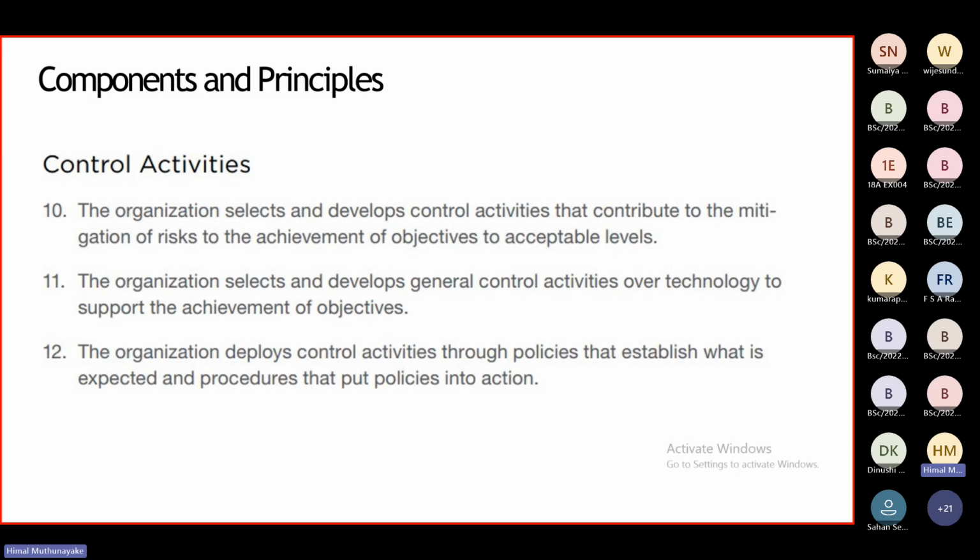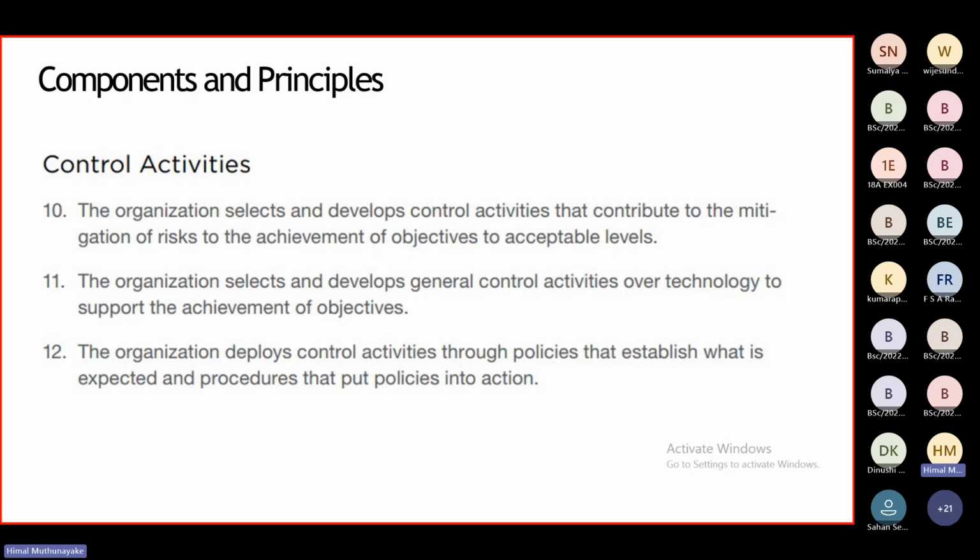But when it comes to, let's say, a small startup near the campus, so what kind of risk are they having? Their tolerance level is low. So based on your tolerance level, you need to decide your control activity. And you need to mitigate the risk to the acceptable level.